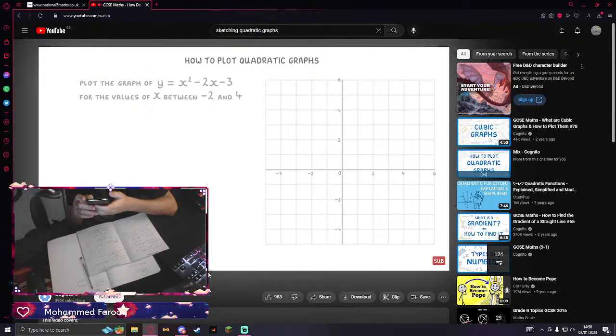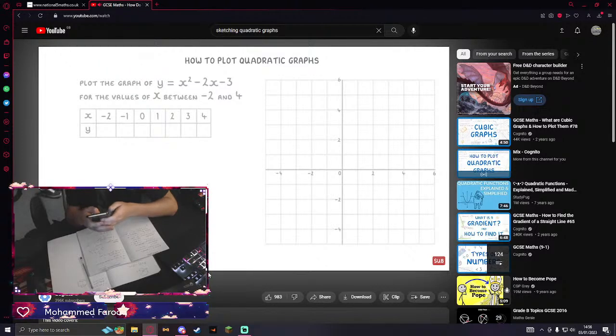To figure out where the points are though, it helps to use a table like this. On the top row are all of the x values within the range that we're trying to plot. So in this case, all the whole numbers between minus 2 and positive 4. Then on the bottom row, we can add all of the corresponding y values.